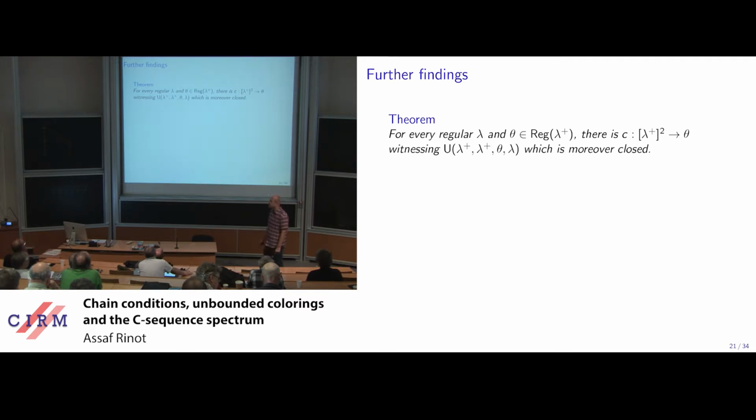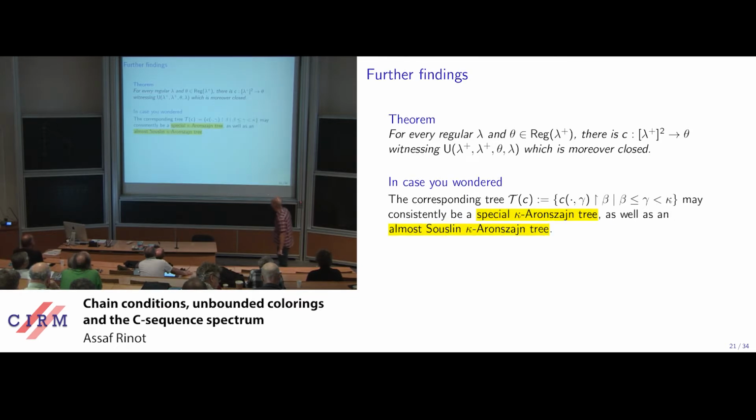In case you wondered, some of you are also interested in trees, you can look at the corresponding tree of this coloring. It's not going to have a very specific feature. It could be special, but it can also be almost Suslin. We produce two different examples. You still have this feature, but this feature doesn't decide the type of the tree that you're going to get.